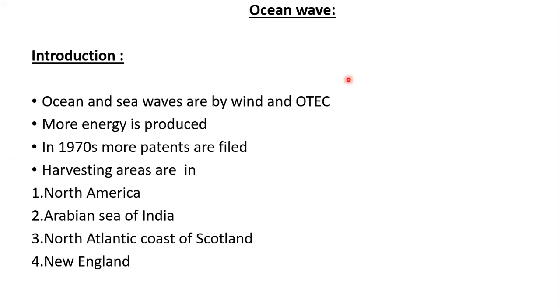So we know that oceans have waves, and these waves can also be used for the generation of power and for different applications. Oceans and sea waves are caused by wind and OTEC. These oceans and sea waves are caused indirectly by solar energy, like wind and OTEC. OTEC means ocean thermal energy conversion.